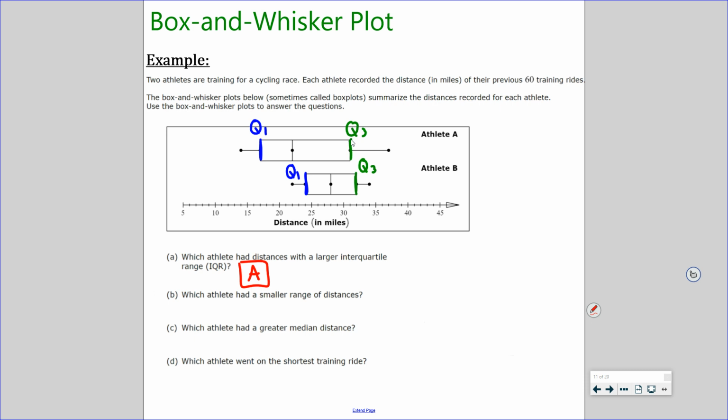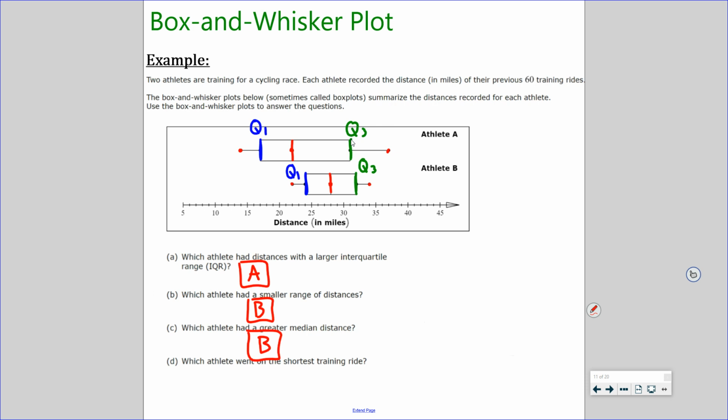Which athlete has a smaller range? So here we kind of have to look at the mins and maxes. So you can see athlete A ranges from 14 to 37, athlete B 22 to 34. So definitely B has a smaller range. Which athlete has a greater median? What do we think? Maybe this middle piece? B. Median is the middle. Athlete B has a median of 28. Athlete A's is 22. All right, last one. We'll call it a day.